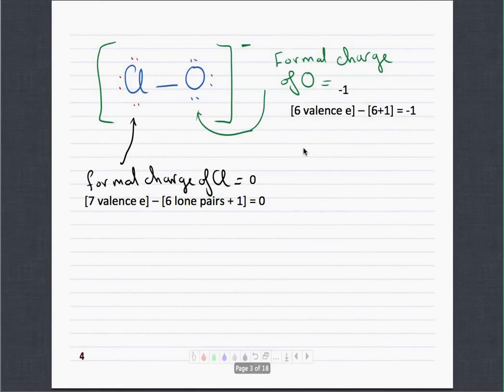Now, always the addition of all the formal charges of all the atoms inside a polyanion or polycation or a compound should add up to the formal charge of the whole compound. In other words, 0 plus minus 1 equal to minus 1, the total charge. Okay? So this is how we calculate the formal charge. I'm going to do one more example before I tell you why we calculate the formal charge of something.